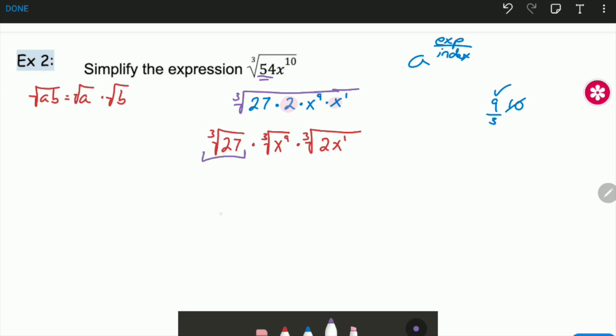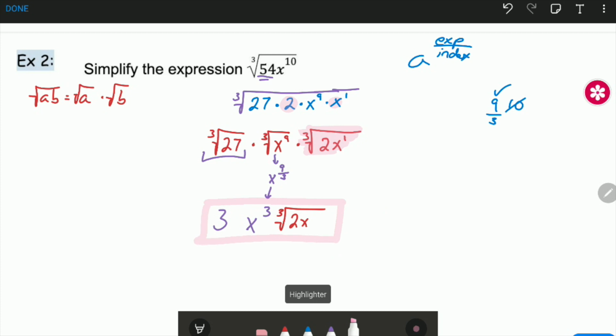The cube root of 27 was just 3. And as an intermediate step for x to the 9th, we would rewrite it as x to the 9 over 3, which simplifies into x to the 3rd. And then the stuff that was not part of the perfect cubes, this leftover, just kind of comes down for the ride. So the cube root of 2x to the first, which is just 2x. And there we have it.